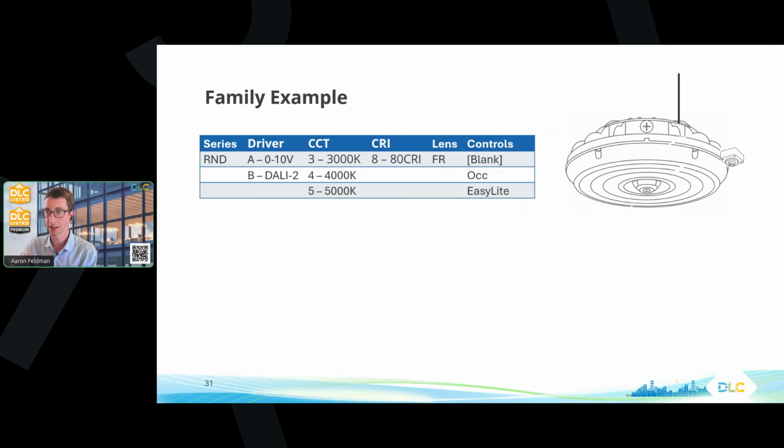And then lastly, our luminaire here has gotten some major upgrades. So it has both 0 to 10 volt dimming and DALI 2. It also has either no controls or an occupancy sensor, or this Easy Light network lighting control system. I've heard it does great things.